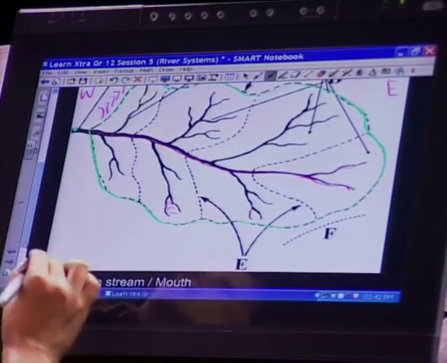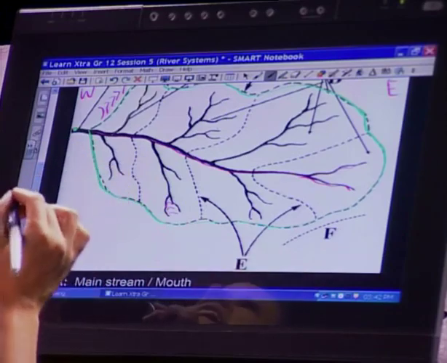So an interfluve is a piece of high-lying land found between tributaries. A watershed is a piece of high-lying land dividing two drainage basins. It's very important that in the tests or in the exams, you would be able to differentiate between those two, as it's a nice question that can be asked.